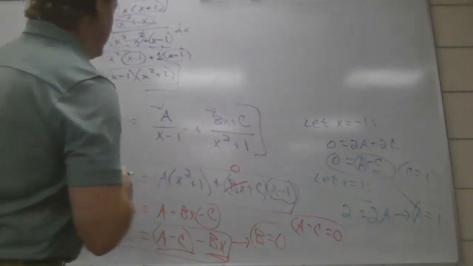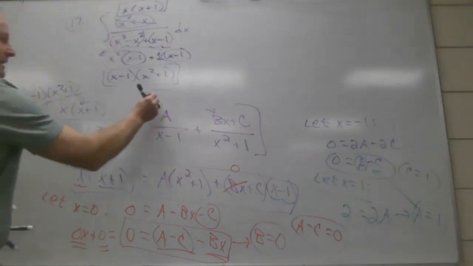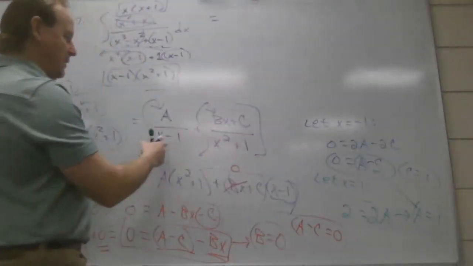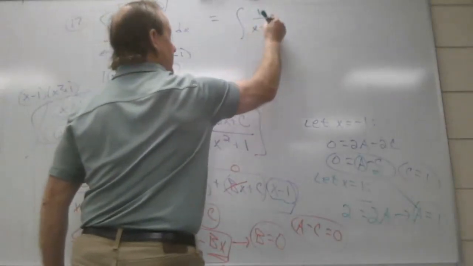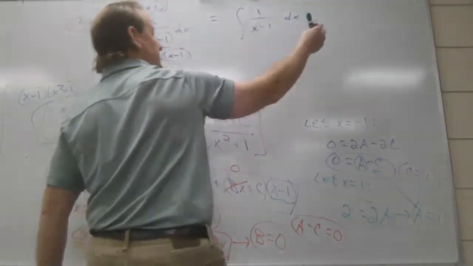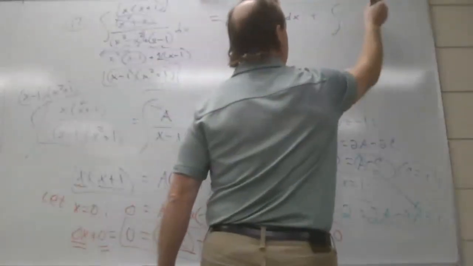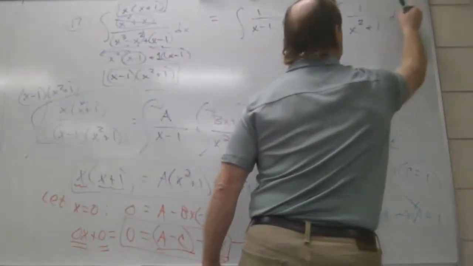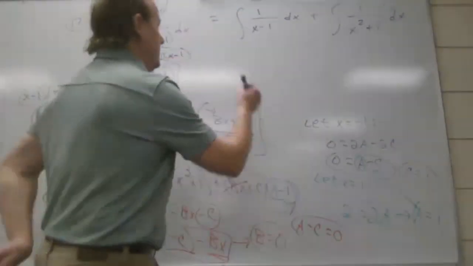And so what I can do is then rewrite this antiderivative up here as the antiderivative of these two parts. So this is going to be equivalent to, once again, a was 1, so this is going to be the antiderivative of 1 over x minus 1 with respect to x. And then plus, once again, b was 0, c was also 1. So this is 1 over x squared plus 1 dx. And so we have this. So basically it becomes a very nice version over here.